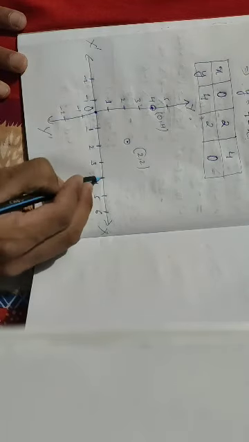So the next one, 4 comma 0. First is 4, 1 2 3 and 4 comma 0. So 0 means we are not moving towards the y-axis.